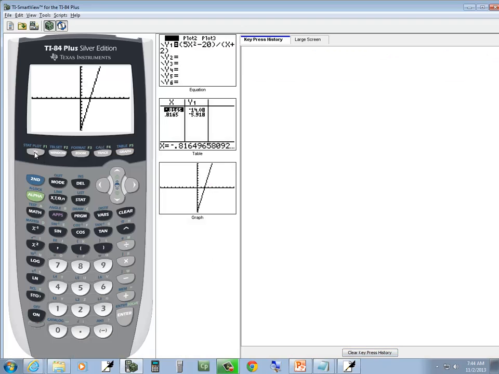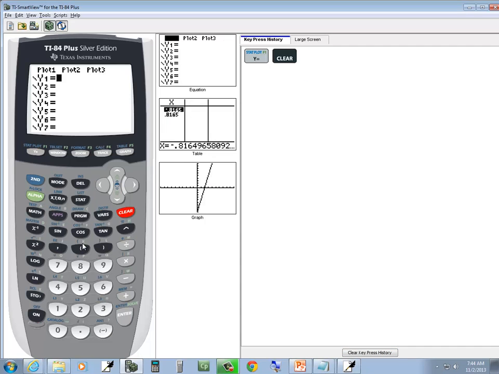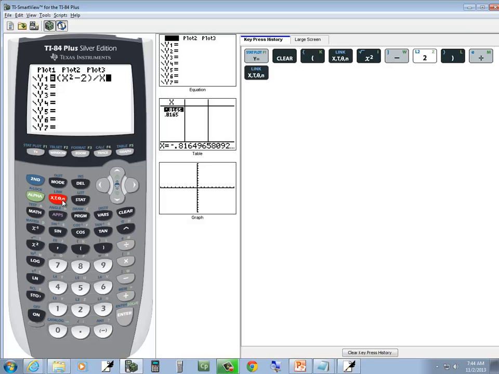So to graph it, we're going to press y equals, press clear, beginning parentheses, x squared minus 2, closing parentheses, divided by x, and then graph.